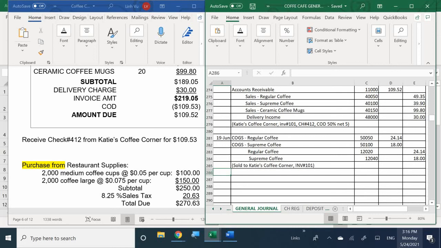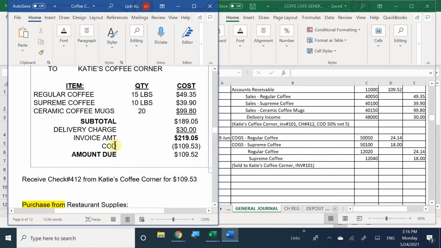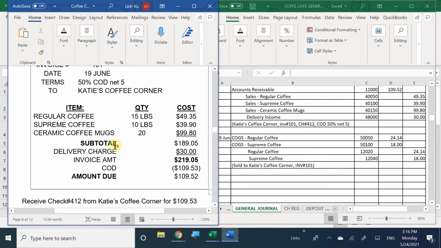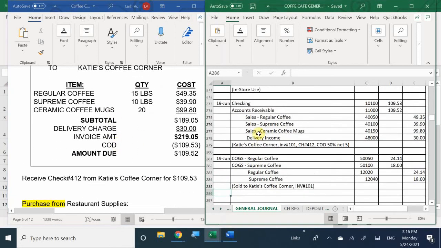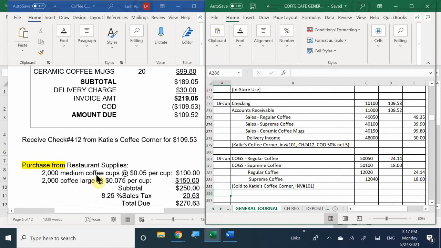All right, so this is where we last left off: we finished completing the order to Katie's Coffee Corner, right? We successfully journalized our sales, we updated our inventory, we went through all the worksheets, so let's see what happened next.